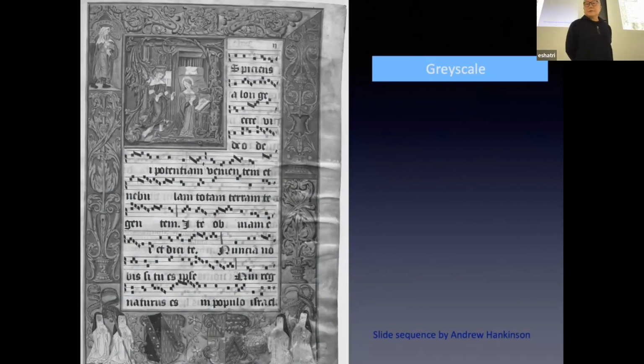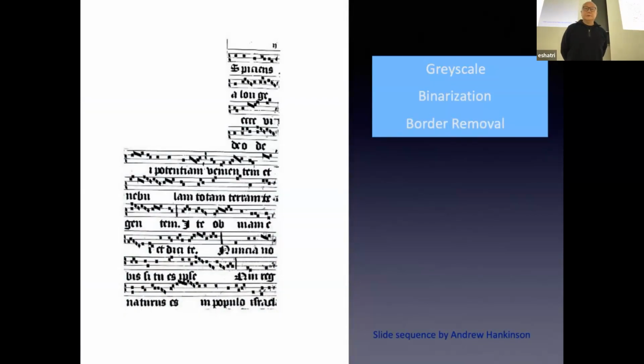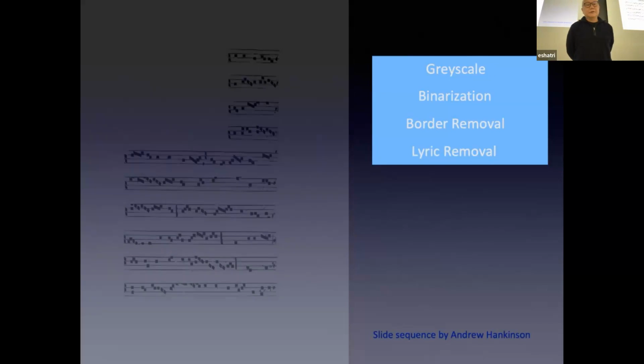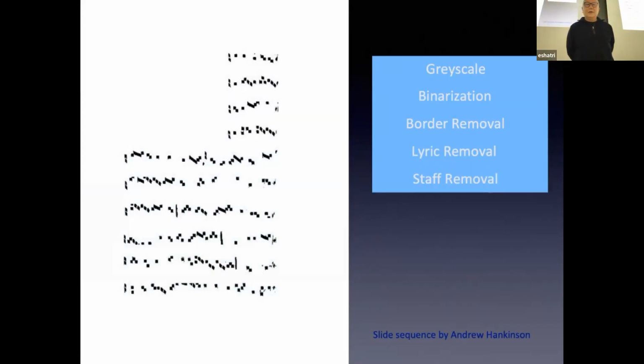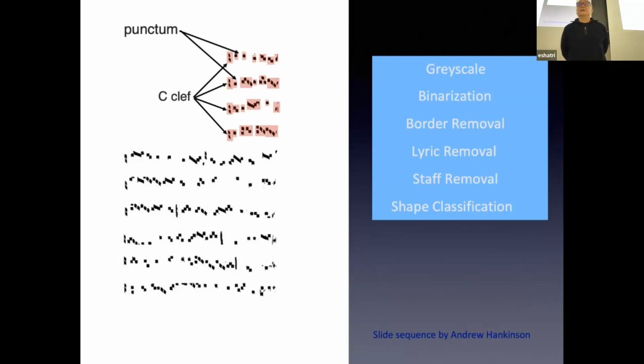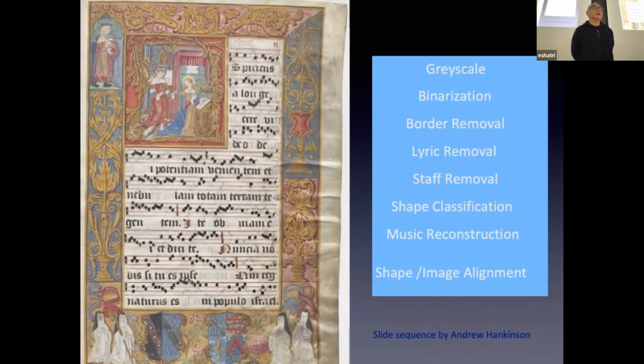So we first convert to grayscale. We do some binarization. We remove the borders. We do the lyric removal. Then we do the staff removal. Then we finally can do some symbol classification, right? Then we put the staff back in so that you know what the pitches are. Then finally, we put everything back together so you can find things on the actual facsimile.